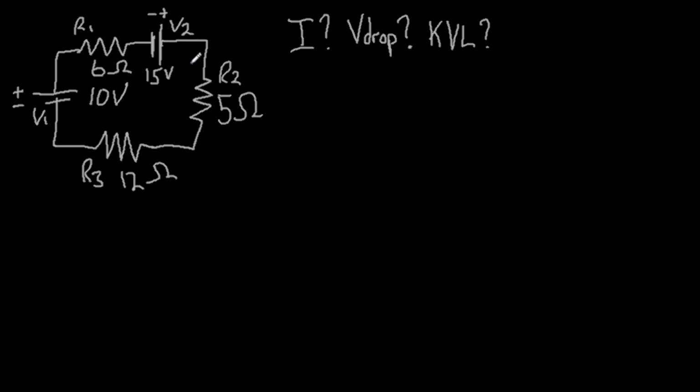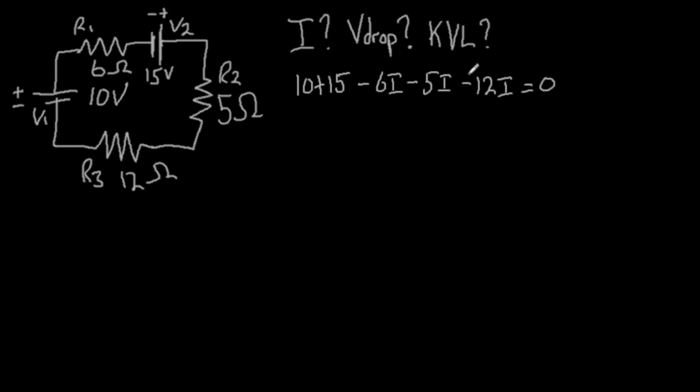So the first step to solve this problem is to write a KVL expression for this circuit that can be rearranged to find the current that flows through the circuit. This time we have two voltage sources again, but they are flowing in the same direction. The current from the voltage sources flows in the same direction, so they can add to each other. We can write it this way, 10 plus 15, that's V1 and V2, minus the voltage drop across R1, minus the voltage drop across R2, minus the voltage drop across R3.